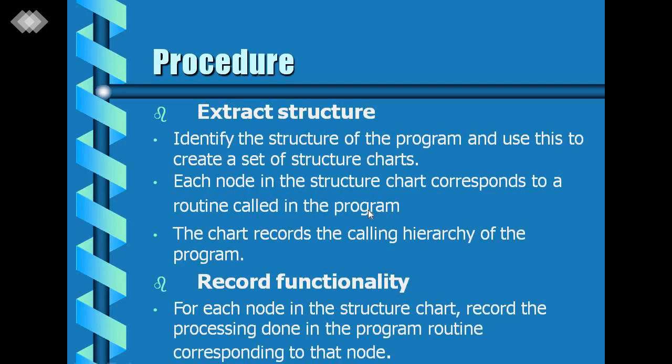Extract structure is to identify the structure of the program and use this to create a set of structure charts. Each node in the structure chart corresponds to a routine called by the program. The chart records the calling hierarchy of the program. Next is record functionality. For each node in the structure chart, record the processing done in the program routine corresponding to that node.